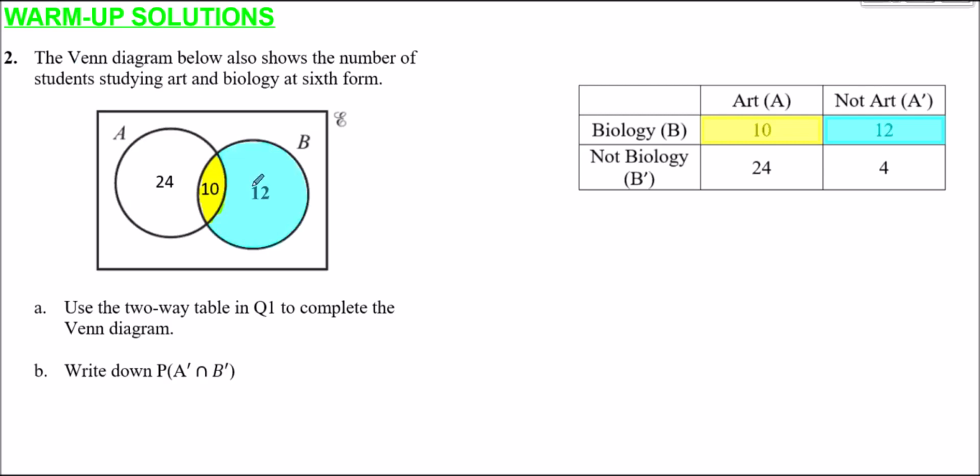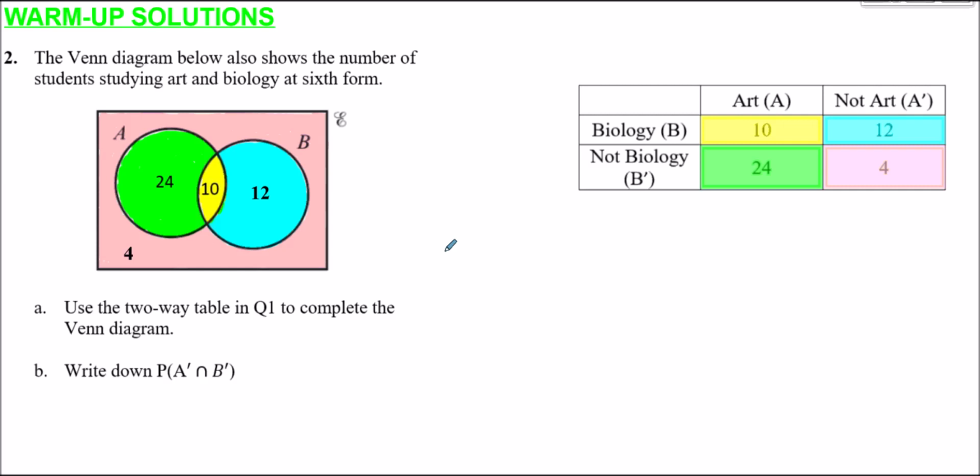The next number, this 24, is for the students that study art but not biology. And as is labelled, that's this region there. And so the final region, which hasn't been labelled yet, is the outside. That's the students that neither do art nor biology, which makes sense because in the table it's that they don't do art and don't do biology, and that's 4. So the outside region is represented by 4 individuals. So we've done part A, that's the Venn diagram done.